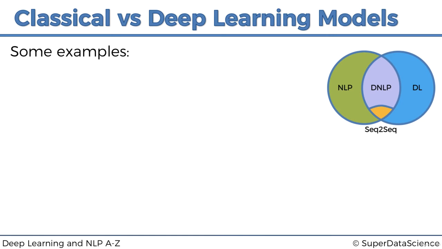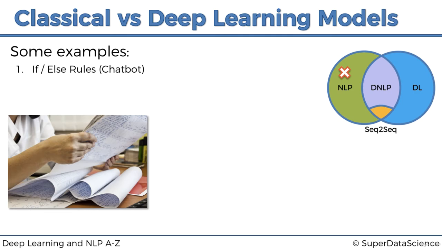All right. Some examples. We're going to have our diagram on the right, and we're going to start going through these examples one by one. So number one is the if-else rules, and this is a way that we used to create chatbots back in the day. So if-else rules are located over here on our diagram in just the NLP part, and what they entail is a huge list of possible questions and answers to those questions.